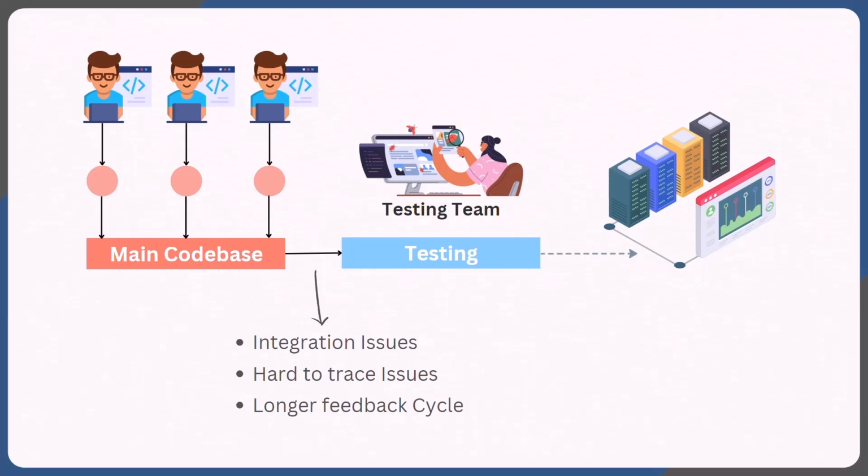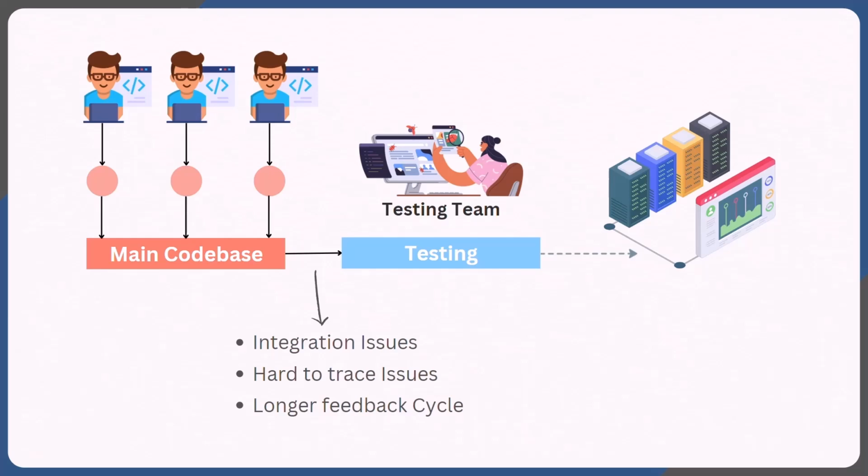It's also really hard to trace the issues, because when you integrate so many changes together, in case you find an issue, it's really hard to know which particular change has actually caused it. So resolving the conflicts and identifying the root cause of issues becomes more challenging, which might lead to potentially time-consuming and error-prone integration efforts. And worse, if the testing team finds any critical issue, then it might even result in a delay of release. And even the feedback cycle is longer.